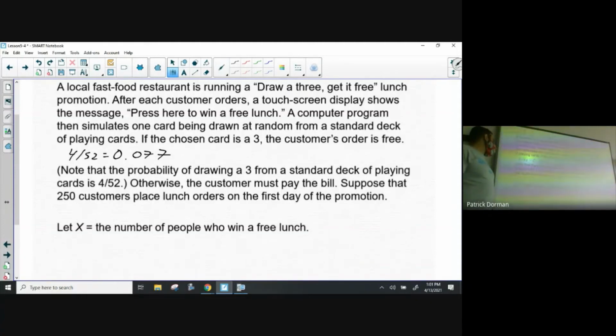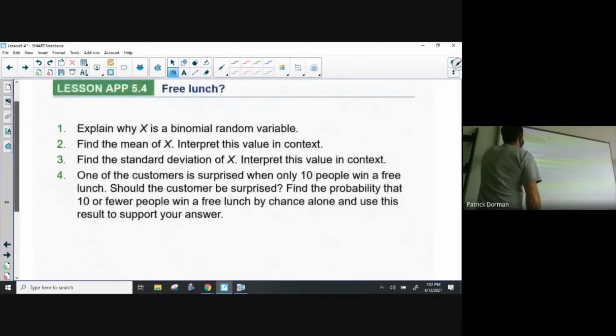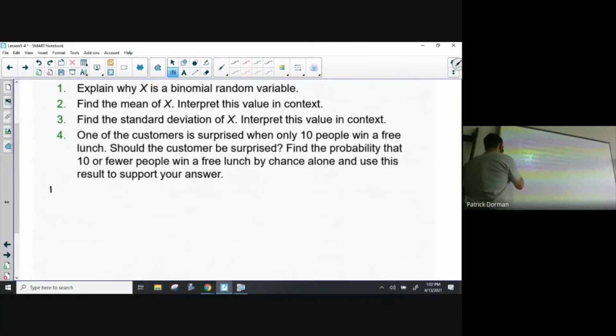Suppose that 250 customers place lunch orders on the first day of the promotion, which means that n, my number of trials, is 250. We'll let x equal the number of people who win a free lunch. Okay. So, 1, explain why x is a binomial random variable. Well, so for number 1, what do we got to do? We got to check games.